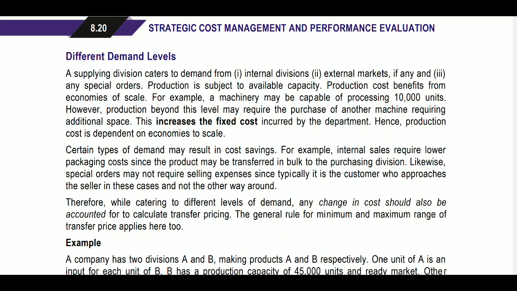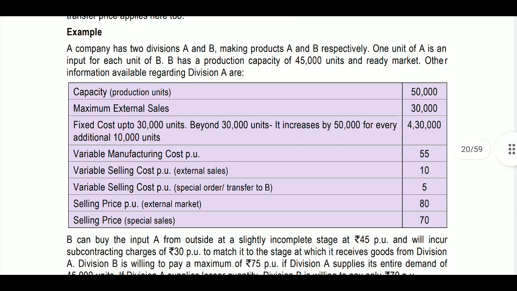Here, some types of demand may result in cost savings. For example, internal sales require lower packing costs since the product may be transferred in bulk to the purchasing division. Likewise, special orders may not require selling expenses since typically it's customers who approach the seller, not the other way around. Next, with different levels of demand, cost may increase or sometimes decrease. So we will see a general rule for the minimum and maximum range. For example, we will see one example.